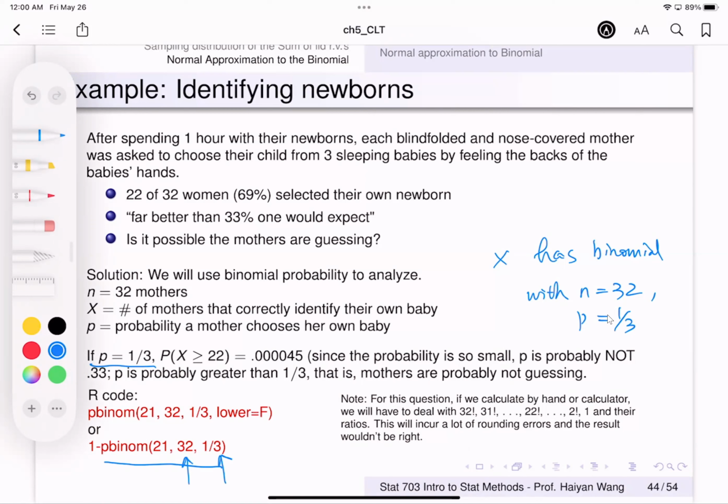So what we get is the probability of 0.000045, which means if mothers do random guess, then the chance of seeing 22 out of 32 or more than 22 is going to be extremely low. How low? Much less than 0.01%. So mothers do not randomly guess. They truly have some sort of mechanism to identify their babies.